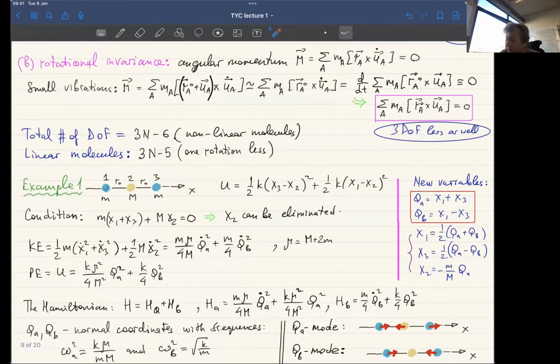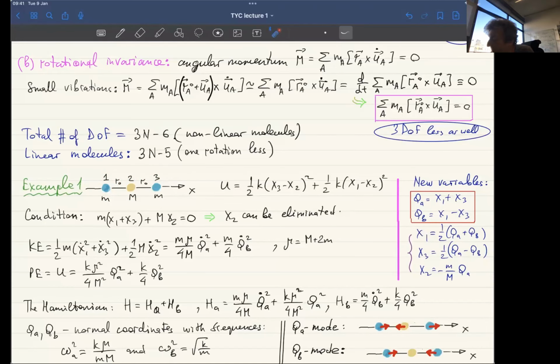So how does this work in practice? Let's consider a linear molecule. Very simple linear molecule here with 3 atoms. So 1 atom in the center, say, has a higher mass, and 2 lighter atoms on the left and on the right. The potential energy of my system I can write like this, where x3, x2, and x1 are the displacements of these 3 atoms numbered 1, 2, and 3.